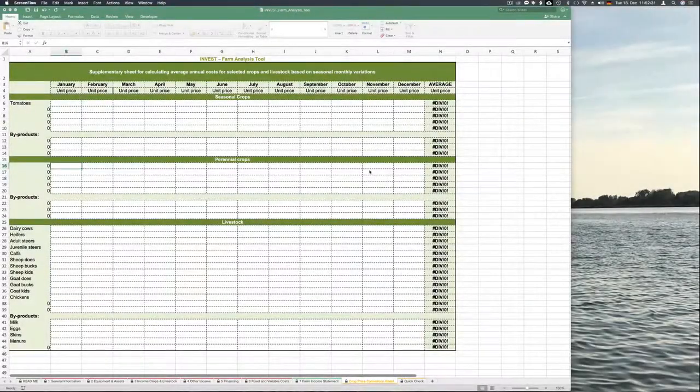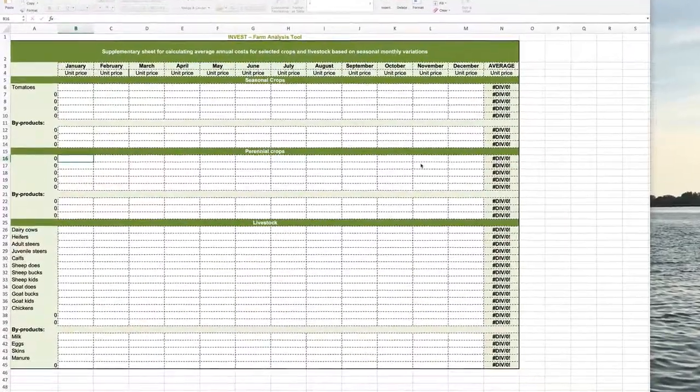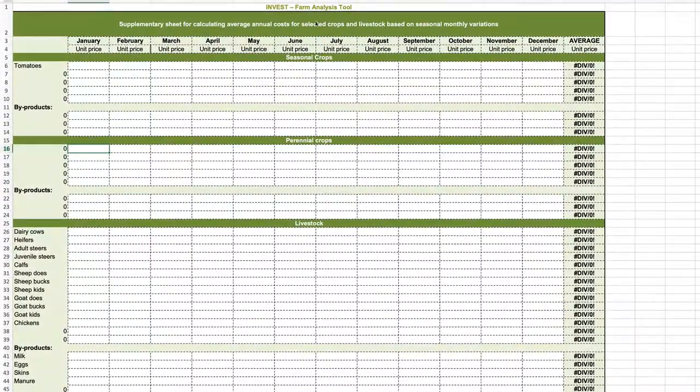The crop price calculation sheet is a supplementary sheet for calculating average annual costs for selected crops and livestock, based on seasonal monthly variations. If you have variable data over the months, this sheet gives you an average price which you can use back in the income crops and livestock sheet, which is sheet number 3.